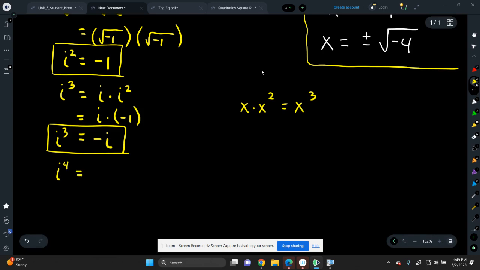Okay, i to the fourth. Let's do i to the fourth. I'm going to rewrite that as i squared times i squared. What's i squared equal to? Negative 1. So we have negative 1 times negative 1. What does that equal? 1. i to the fourth is equal to 1.